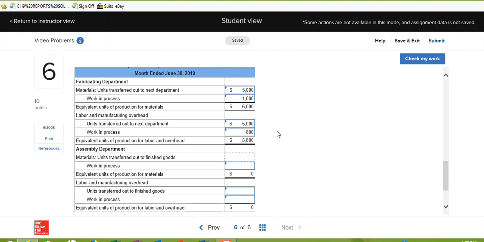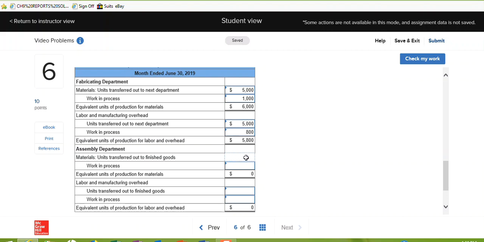In other words, I guess the best way to think about that, we worked on 1,000 units. We didn't quite get done. If we had used those same number of labor hours and done fewer units, we could have finished 800 of them with the same number of hours. So that's just the equivalent number that we finished in terms of labor. So then that gives equivalent units of production for labor and overhead, because it looks like they've kind of lumped manufacturing labor and overhead in there together. So we've got 5,800 units.